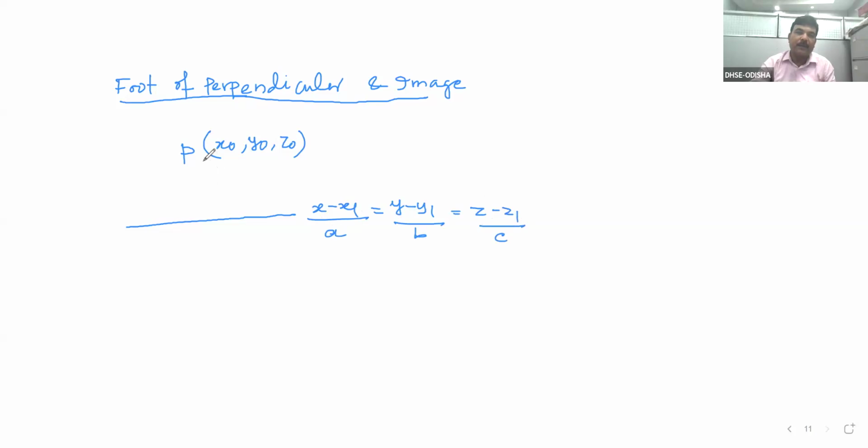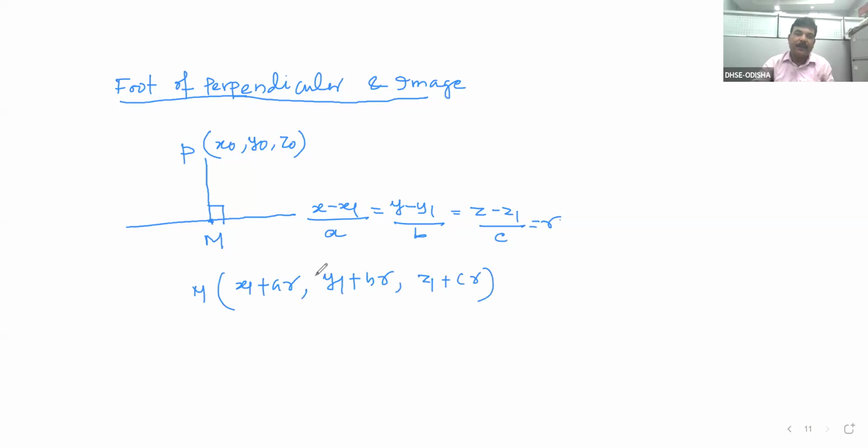Okay, we have to find out the coordinates of the foot of the perpendicular drawn from point P upon the line L. Let M be the foot of the perpendicular drawn from point P upon line L. We have to find the coordinates of point M. You see, the point M lies on the line, so let the proportionality constant be r. So coordinates of the point M are x1 plus a r, y1 plus b r, z1 plus c r.